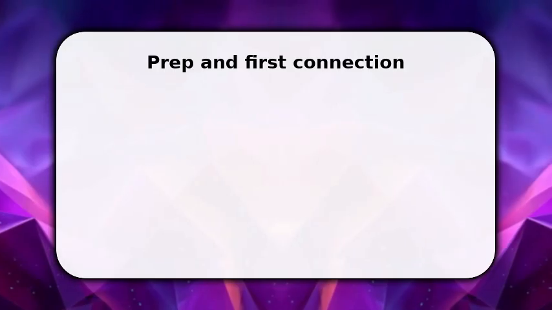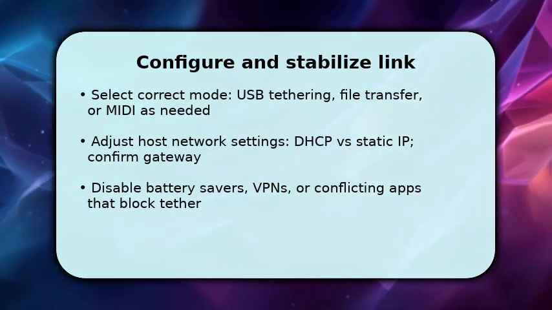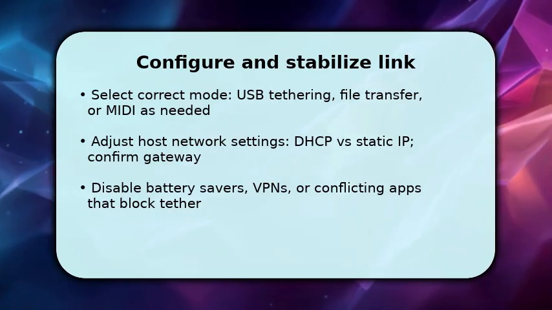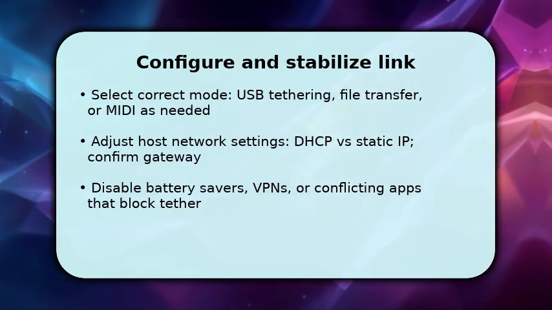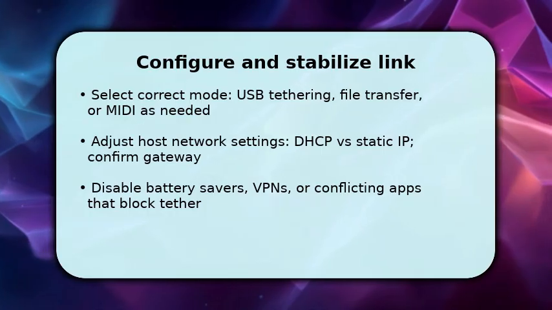You now configure the active connection and stabilize it. Choose the right USB mode on the device: USB tethering for internet, file transfer for data, and change settings on the host if you need a static IP or specific DNS.